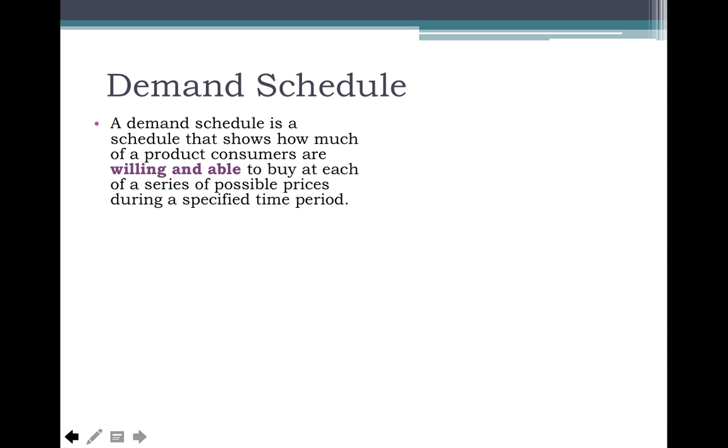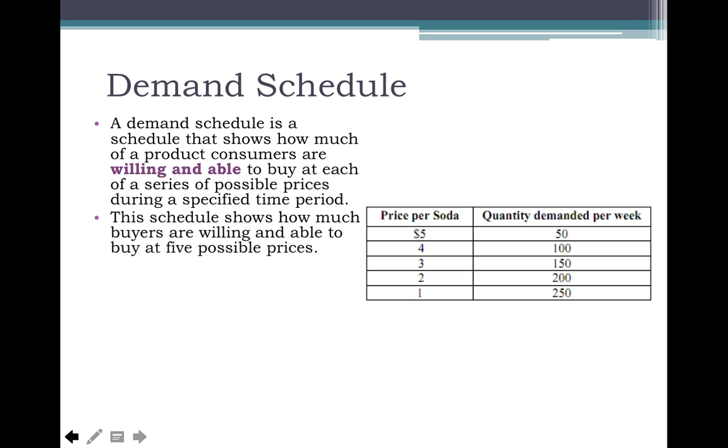So willing and able is a key phrase. So let's take a look at this demand schedule. We're talking about prices of soda and the quantity demanded per week. And you'll notice when soda's $5, people are willing to buy 50 sodas per week. And then as the price goes to $4, they're willing to buy 100, and so on till we get to the lowest price of $1, and 250 sodas are demanded.